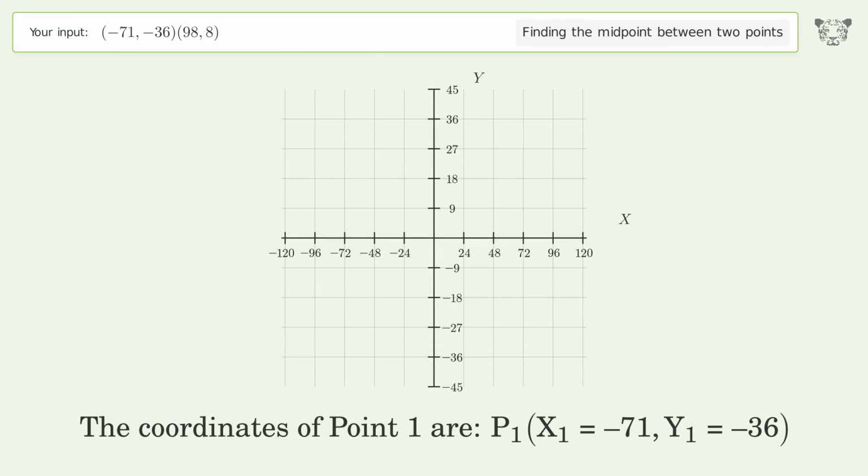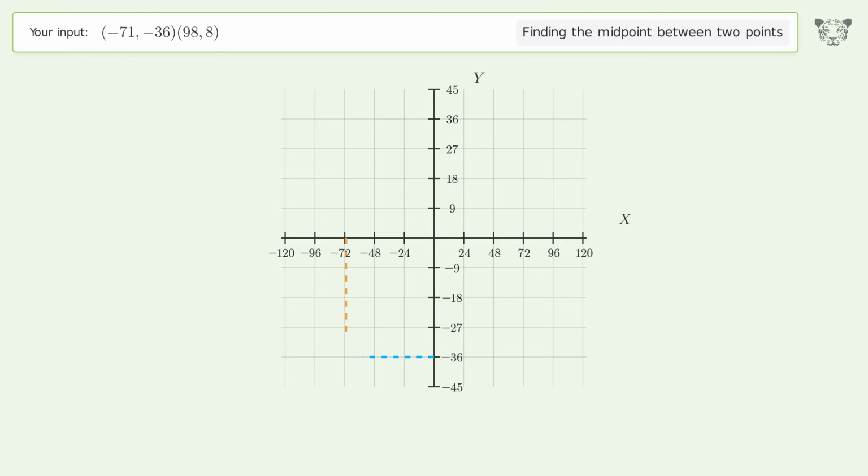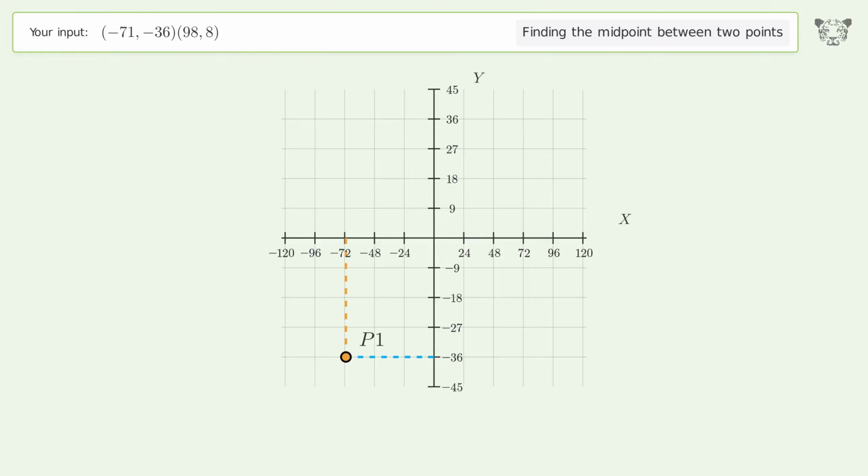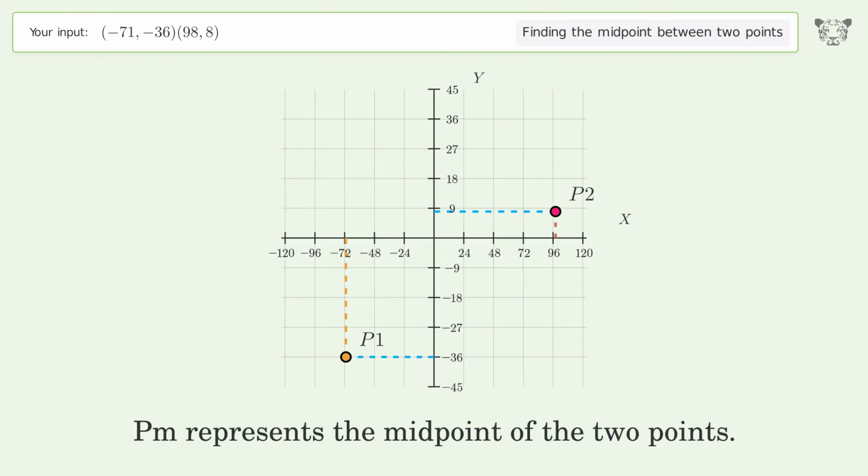The coordinates of point 1 are, x1 equals -71, y1 equals -36. The coordinates of point 2 are, x2 equals 98, y2 equals 8. PM represents the midpoint of the 2 points.